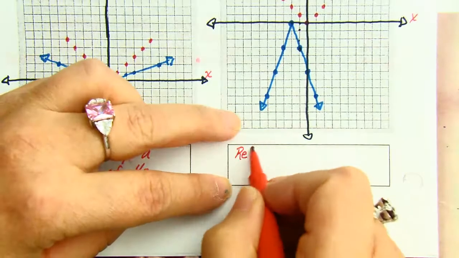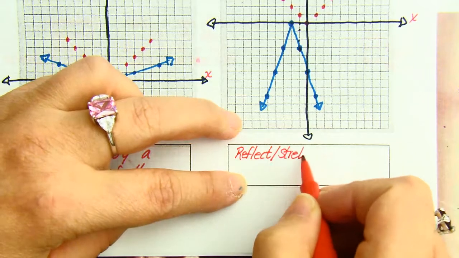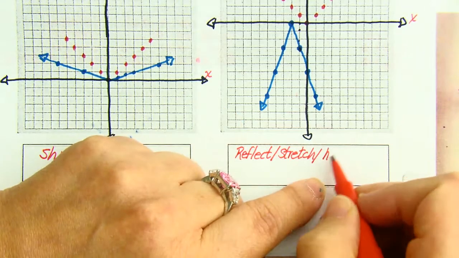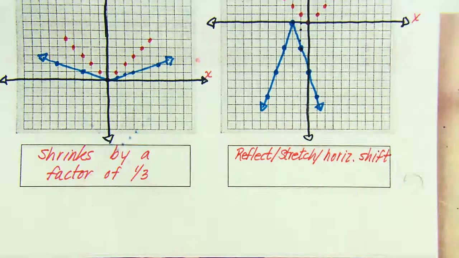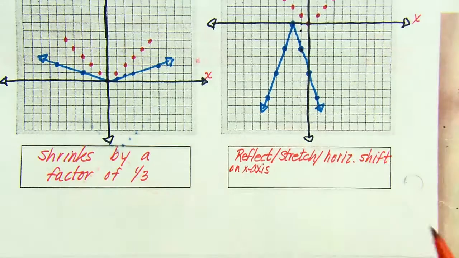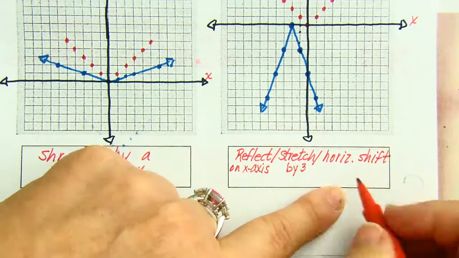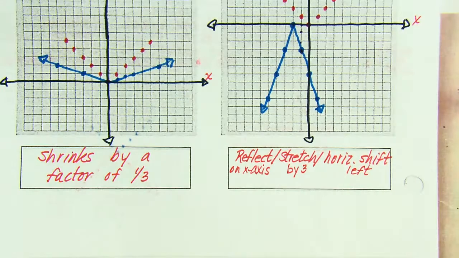Okay, so what did we do? There was a reflection. There was a stretch. And there was a horizontal shift. We reflect on the x-axis. We stretch by 3. And we shifted to the left. And again, you can check those ordered pairs after you draw the graph to see if you're correct.